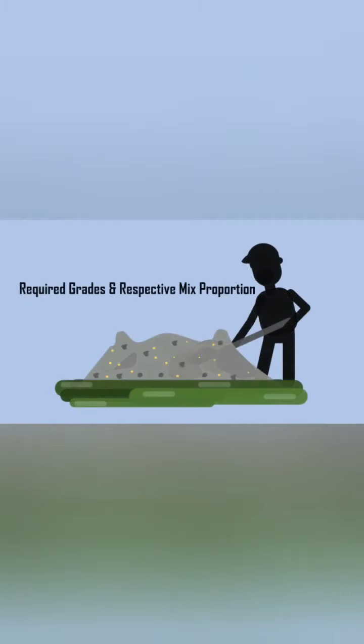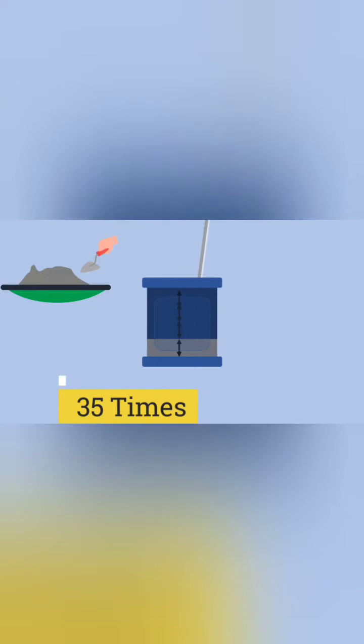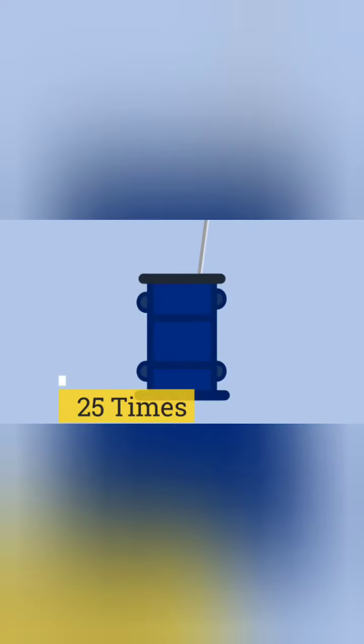Generally, the fresh concrete is prepared according to the required grades and the respective mix proportion. Once the fresh concrete is prepared, the inner surface of the mold is greased to avoid sticking of concrete. The prepared fresh concrete is then filled in the mold in 4 layers. After filling each layer, tamping should be done 35 times for cube and 25 times for cylinder using a standard tamping rod. Once the mold is filled, level the top surface with a trowel.